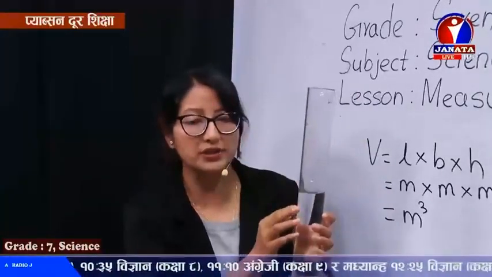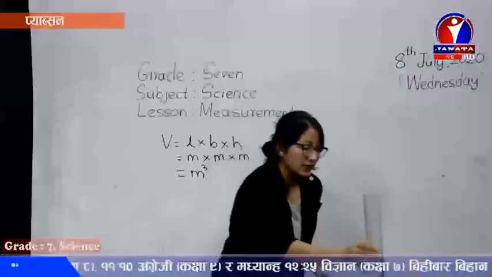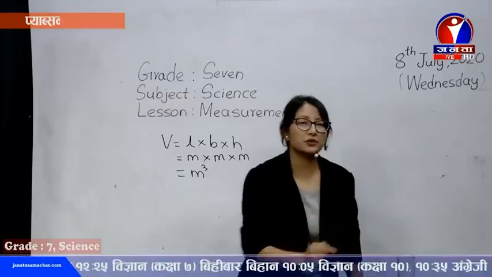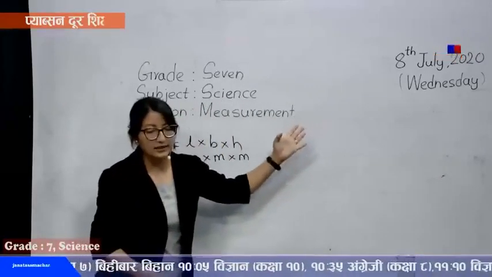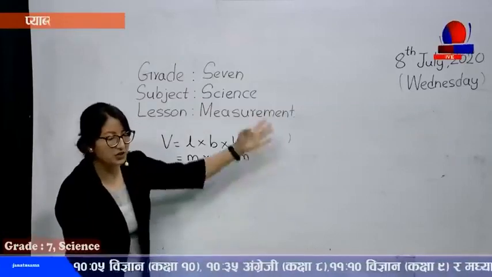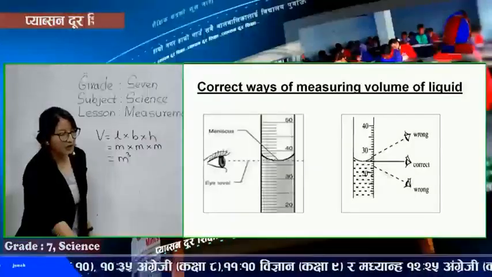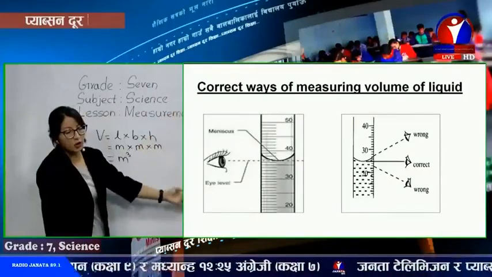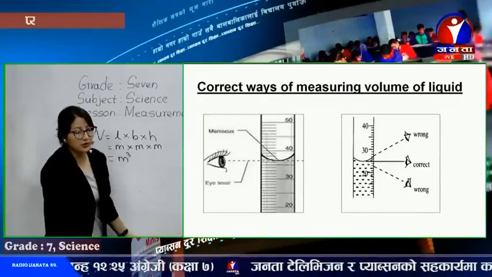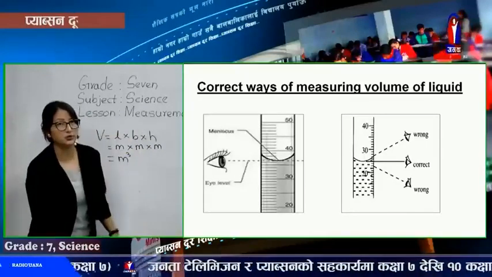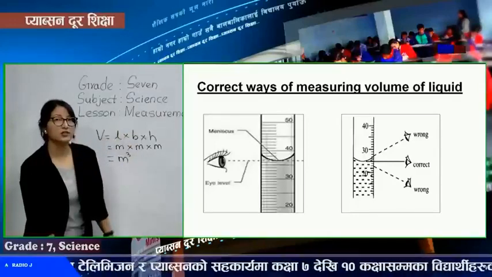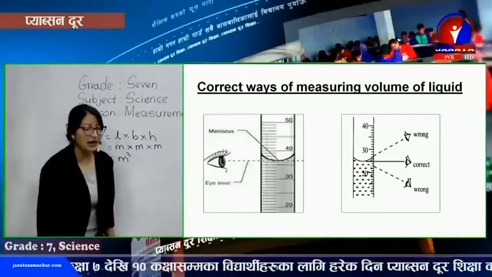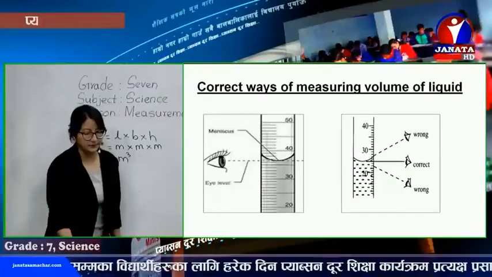That's why we have to keep it in a perfect, stable position, like this on the table. You can check once again in the slide the correct position and the wrong position. If you see from the upper position, we may not get the correct reading. If you see from a lower position, then also we may not get the correct reading. That's why our eye level should be straight to the meniscus, the level of the surface of the liquid of which we are going to measure the volume. It should be straight like this.